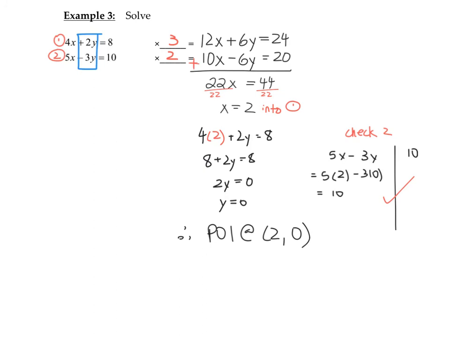Okay, so your answer should have been 2, 0. Now, I chose to isolate for y. If you chose to isolate for x, that's totally fine. If you got 2, 0, that's perfect. If you didn't, this is a great learning opportunity. Try to find your mistake.